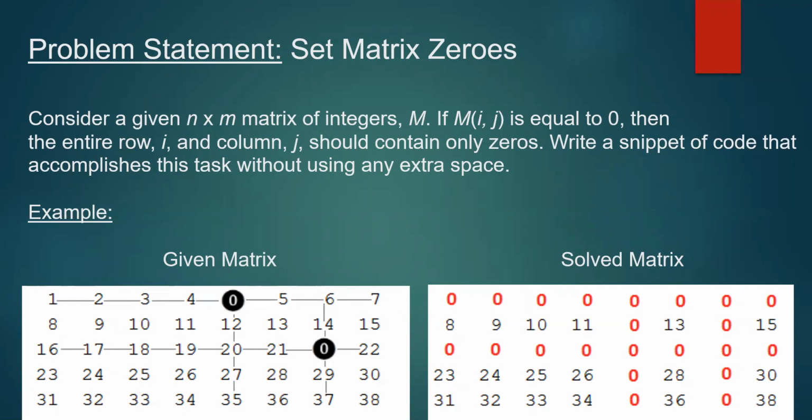So that doesn't work. One can think of an easy to implement approach where we store the locations of the zeros, and at a second traversal of the matrix, we set the corresponding rows and columns to zeros. But storing the zeros means again we are using some extra space, which is not allowed by the problem. So we can't actually take that approach, right? So how do we solve this problem?